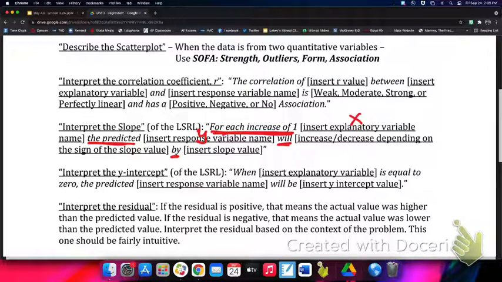For our y-intercept, when the explanatory variable is equal to 0, the predicted response variable will be whatever the y-intercept happens to be. So those are the interpretation sentences for your slope and your y-intercept. We'll get to these other ones in just a little bit. Cool? We're going to put this into an actual problem so that it might make some sense, because right now it's just a bunch of words. All right, so let's do that.